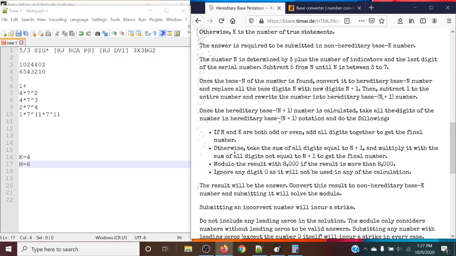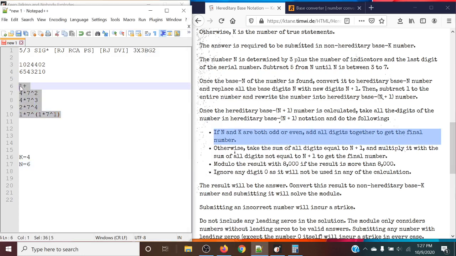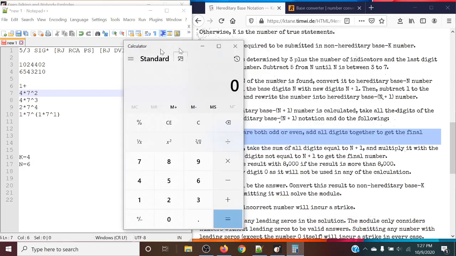We have 4 and 6. They are both even. Add all digits together to get the final number. Now, what exactly does this mean? This means essentially that we are just going to take all of these digits in here, completely disregard all multiplication and exponential values, and add them all up. So let's actually do that.